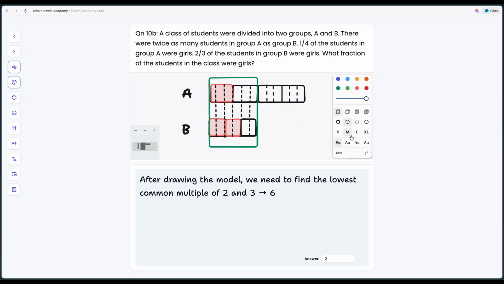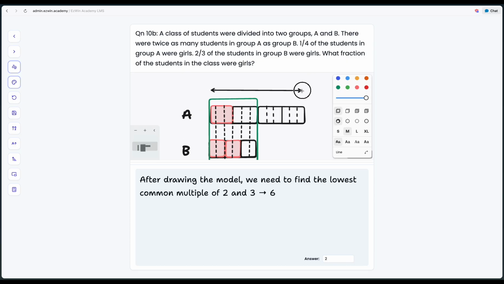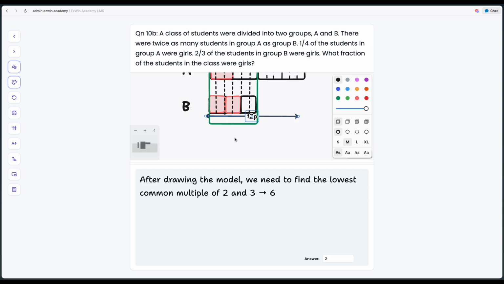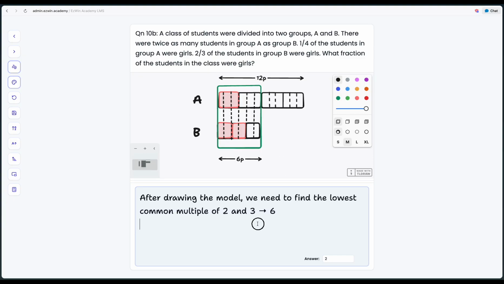So in total, if we were to calculate how many parts are there in A, we have 3 times 4. This will then become 12 units, or 12 parts. And then for B over here, we have half of it, which is, in this case, 6 parts. So in this case, A has 12 parts and B has 6 parts. So that means total of A is equal to 12 parts, and total of B is equal to 6 parts.